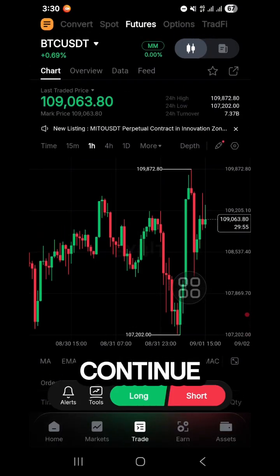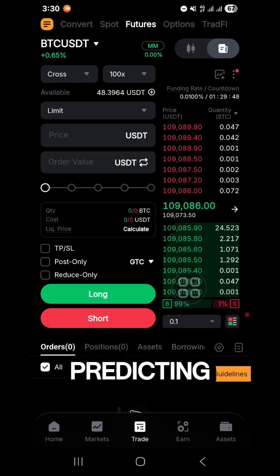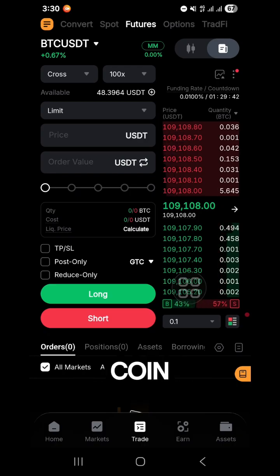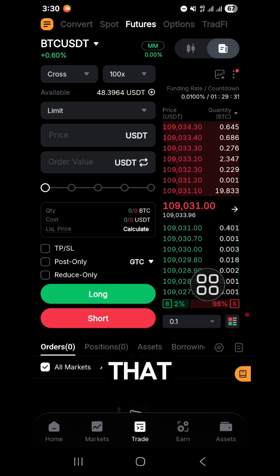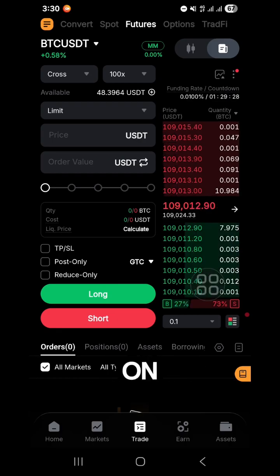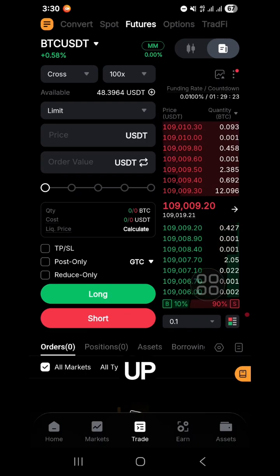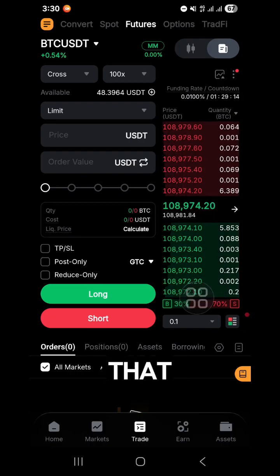Now before I continue, I would like to explain what futures trading is. Futures trading simply means you are predicting the price movement of the coin. For BTC, if you predict that okay, the price of Bitcoin is going to go up, what you need to do is simply click on the long button. Long means you predicted that the price of Bitcoin is going to go up, and if you click on long, you long the market or you long the coin. If the price goes up, eventually you're going to make profit. If you predict that the price of Bitcoin is going to go down, that means you are shorting.